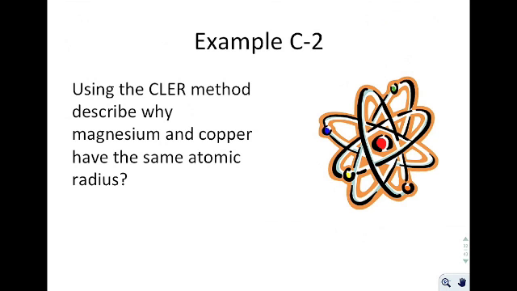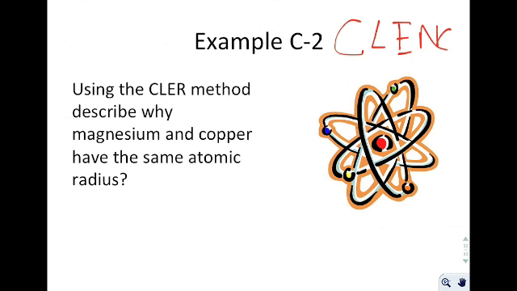Next it says, describe why magnesium and copper have the same atomic radius. Okay, remember, atomic radius is determined by CLENCH: Coulomb's law and effective nuclear charge. So if you wanted to look at this, you have to look at their relative positions on the periodic table. So the first thing you want to look at is, where is magnesium and where is copper on the periodic table?